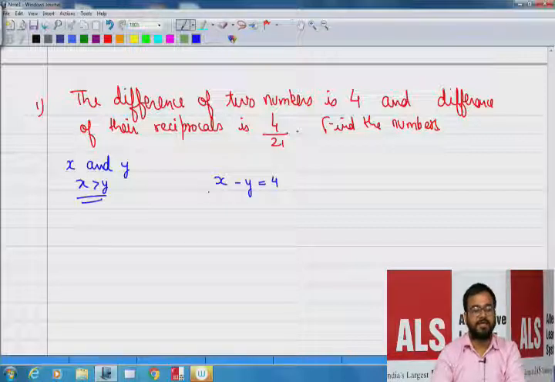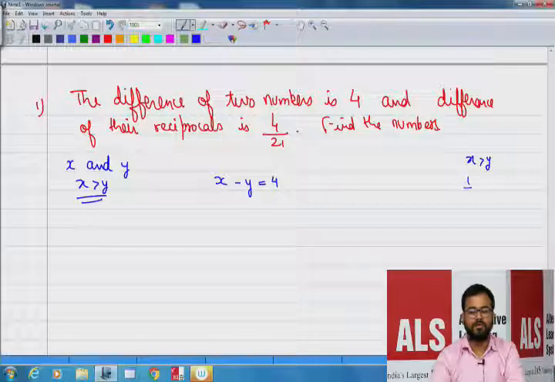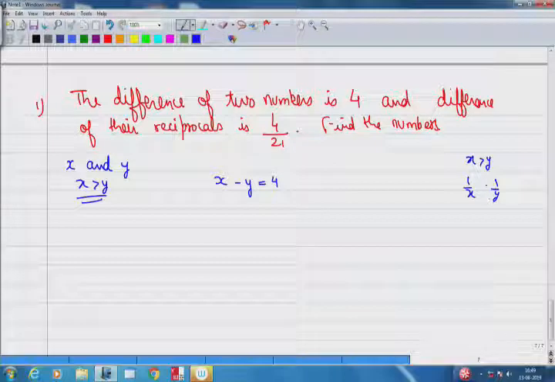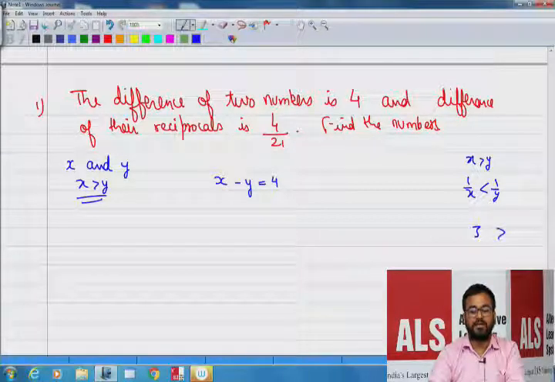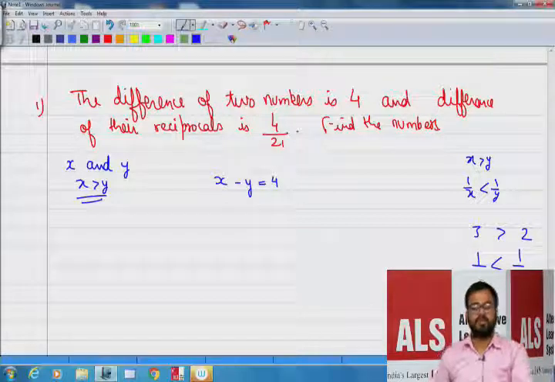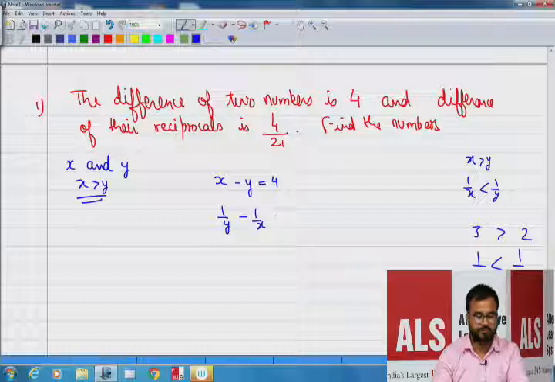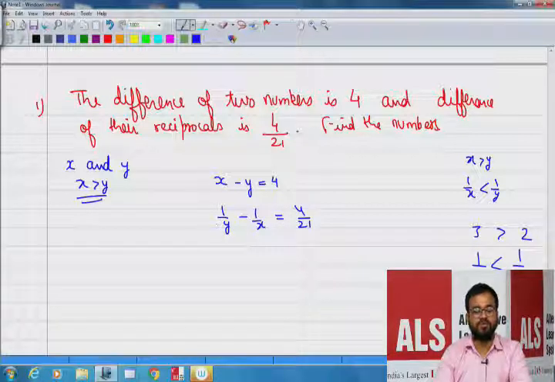And second thing, difference of the reciprocals. Always remember that if x is greater than y, and you reciprocate them, then 1 upon y would be greater than 1 upon x. Like 3 is greater than 2, we know, but if we reciprocate both of them, then 1 by 2 is greater than 1 by 3. So in the reciprocal, the difference is positive. It means 1 upon y minus 1 upon x is equal to 4 by 21. Using these, we have to solve it.